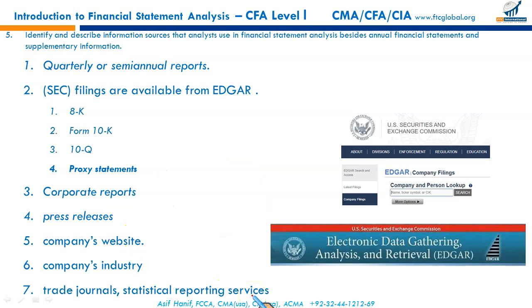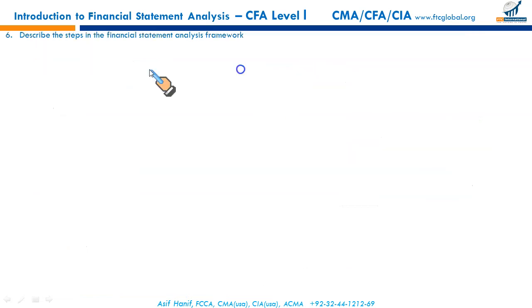Now a very important point you must remember. Which of these information will be more reliable? That's very important. Regulatory filings, yes, very reliable. Externally verified by the Securities and Exchange Commission. Then your last reading: describe the steps in the financial statement analysis framework.